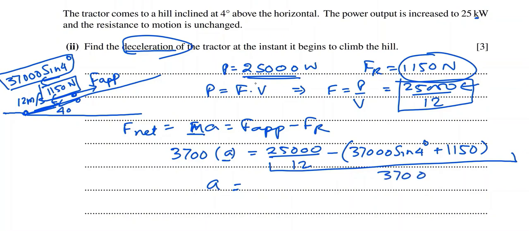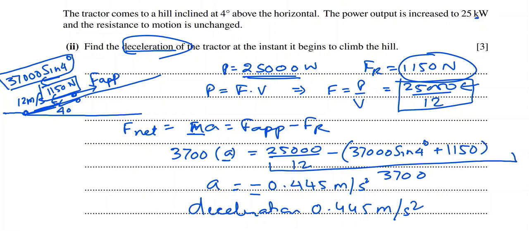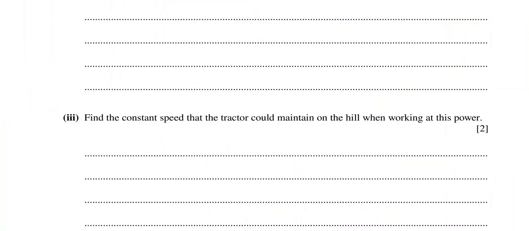And let me use my calculator to find that out. And I got, as expected, a negative 0.445 meters per second squared. That's the acceleration. If you use the word deceleration, then negative is not needed. It will be 0.445 meters per second square. Okay, let's go to the next part of the same question.